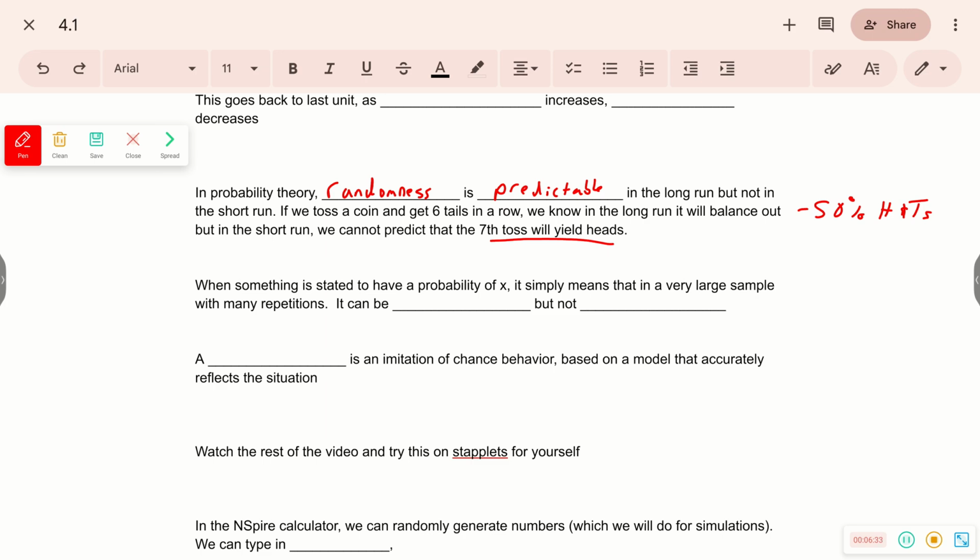In the long run, yes, it's going to approach 50%, and we think it's going to balance out. As we get more flips, there will be more heads to even it out. But in the short run, 6 tails in a row doesn't guarantee that we're going to get heads on the 7th toss. So when something is stated to have a probability of X, it simply means that in a very large sample with many repetitions, it could be predicted but not guaranteed.